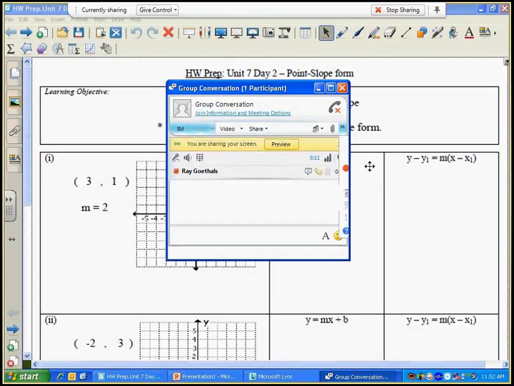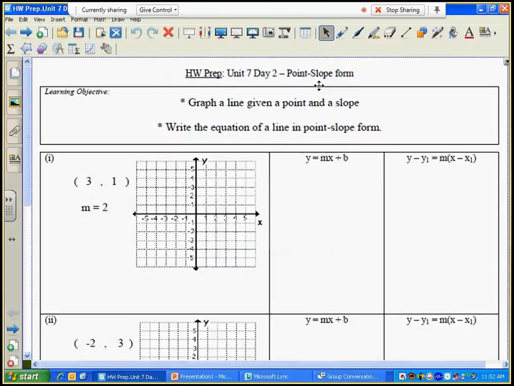Okay, folks, we got our homework prep, Unit 7, Day 2. We're going to be talking about point-slope form today. Take a moment to write down your learning objective, these two things. Graph a line given a point and a slope, and then also write the equation of a line in point-slope form. If you guys would also write down what point-slope form is for me.